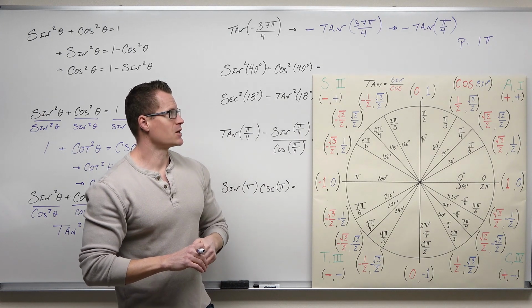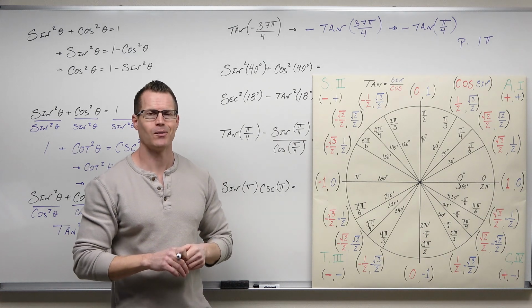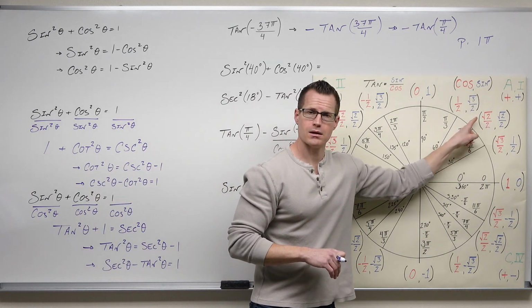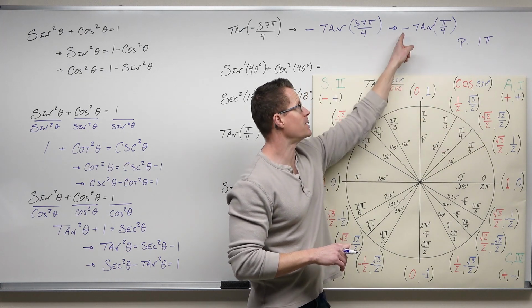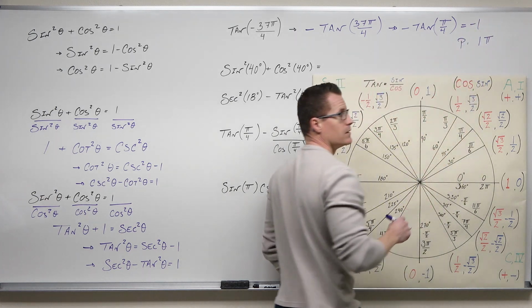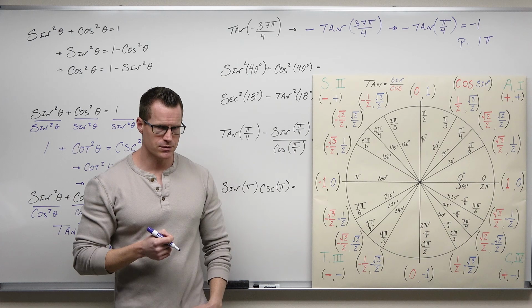So can we find tangent pi over 4 easier than we can find tangent of negative 37 pi over 4? Yeah, way easier. Here's pi over 4. Tangent is 1, so y divided by x. And then make it negative. This is negative 1.